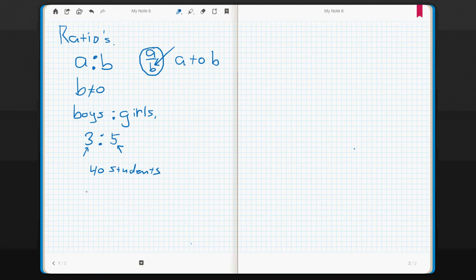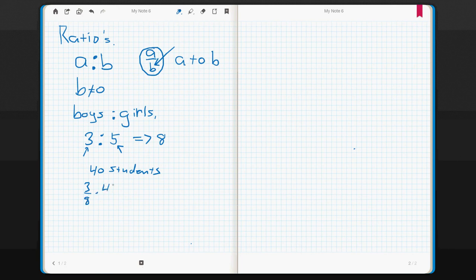So what I do is I say, well, the total students is going to be out of 8. And the way I get that is 3 plus 5 equals 8. So I'm going to say 3 out of 8 equals the boys.